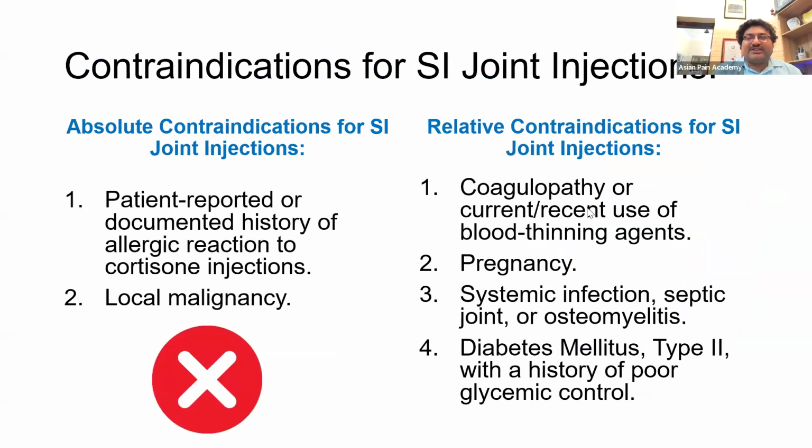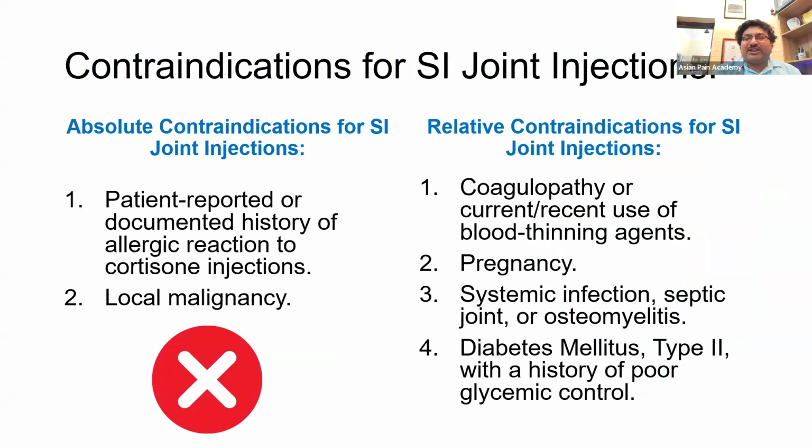Now coming to the contraindications. Similarly, we have patients reported with a history of allergic reaction to cortisone injection. Sometimes there is local infection or local malignancy. That is also a contraindication of sacroiliac joint injection.